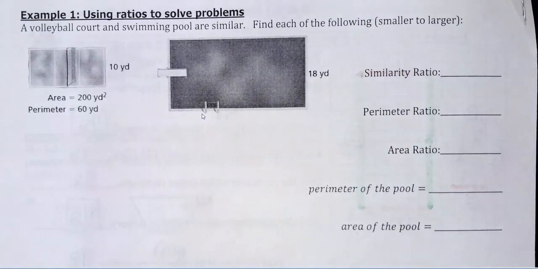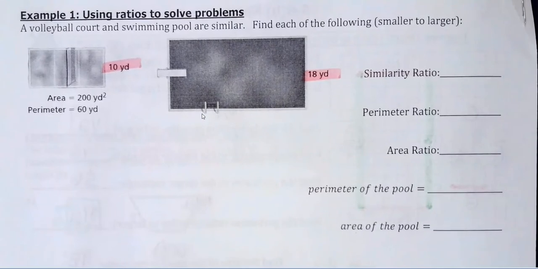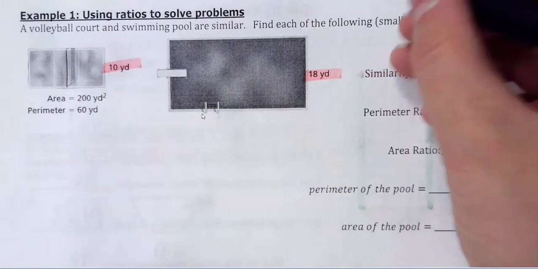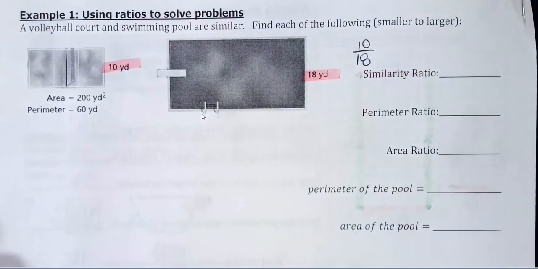So let me start here. First thing I want to do is find my similarity ratio. I have one side in each of those, one side in the volleyball court, one side in the pool, that are going to correspond to each other. And I've got 10 and 18. And that should give me my similarity ratio.